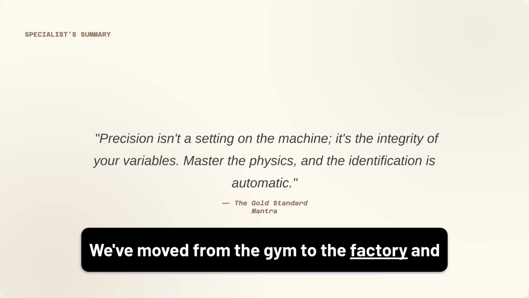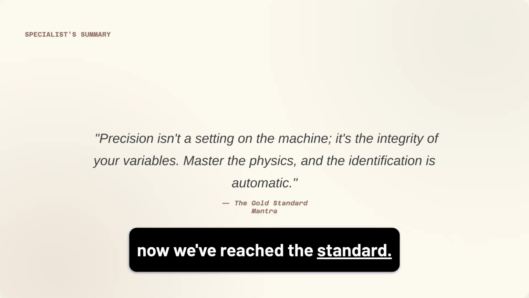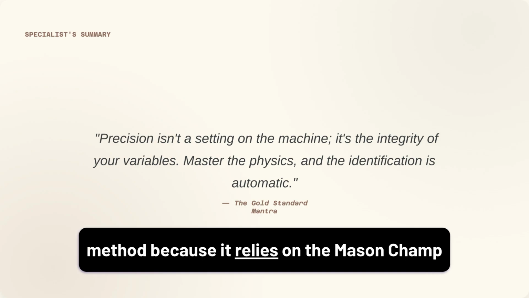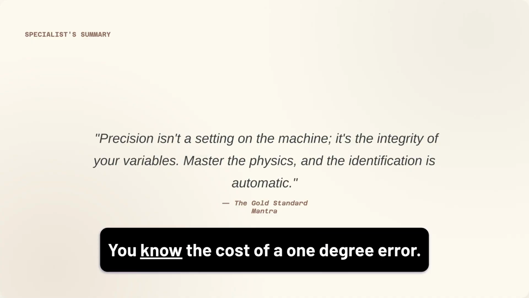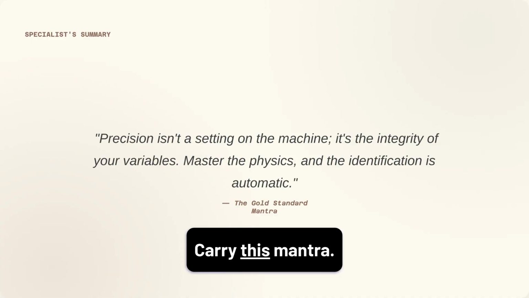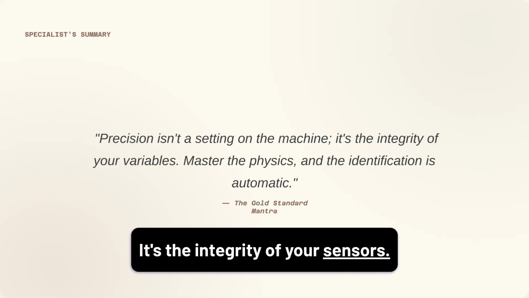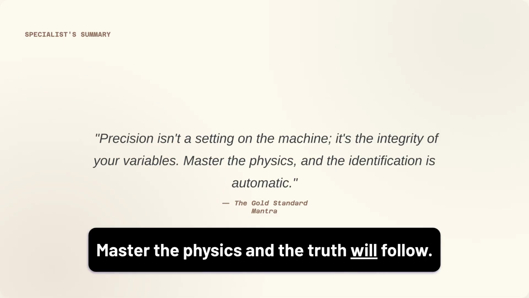Summary, the physics of truth. We've moved from the gym to the factory, and now we've reached the standard. You understand that DTIMS is the primary method because it relies on the Mason-Champ relationship. You know the cost of a 1 degree error. Carry this mantra. Precision isn't a knob you turn, it's the integrity of your sensors. Master the physics, and the truth will follow.